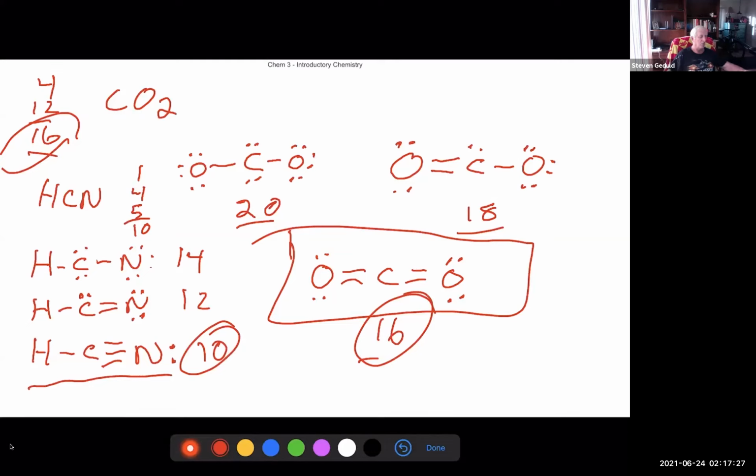And we'll give you one more little kind of switch up on it. We're going to add them with a charge. Let's do the nitrate ion. NO3 minus. We're going to put a charge on this one. This is our polyatomic ion, NO3 minus. Let's draw the Lewis structure for it.